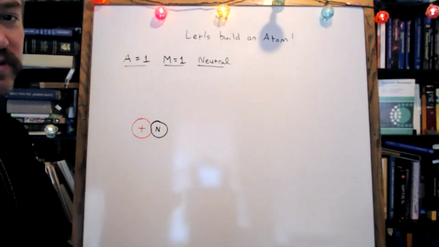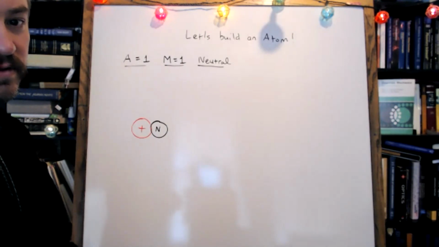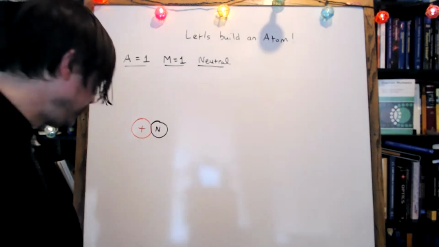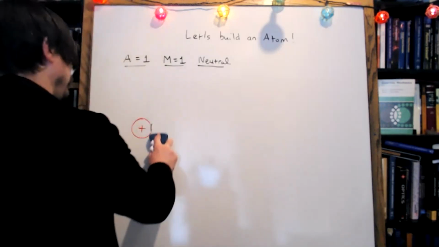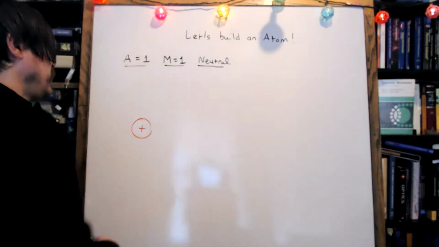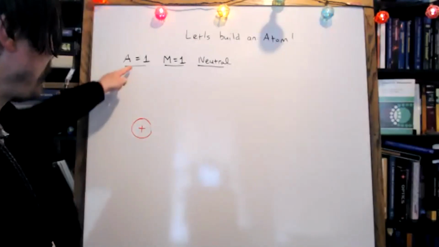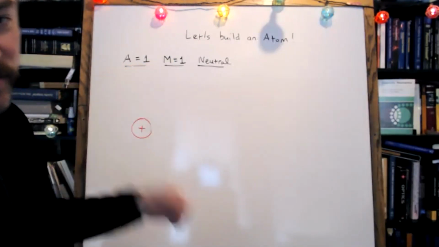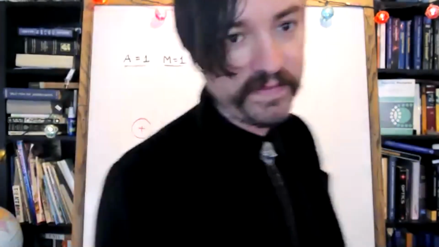You're going to get rid of one of your nucleons. Choose one to get rid of. The neutron. Okay. So now we have 1 proton and we have 1 nucleon. How many neutrons does this atom have?